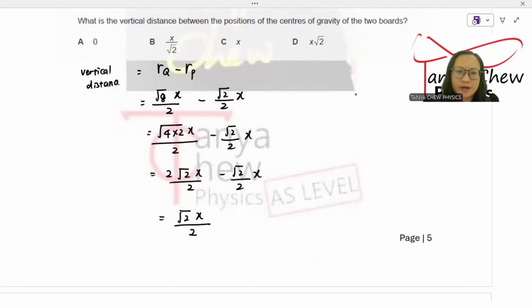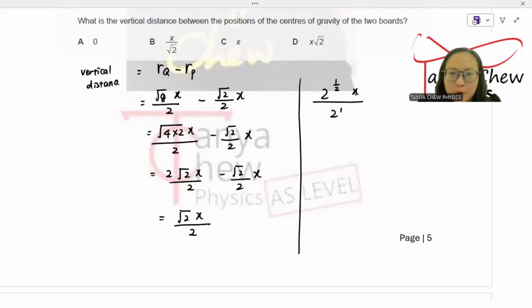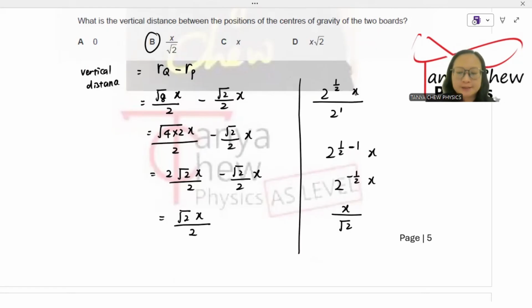But I don't see any answers here. Just further simplify it. Square root of 2 is equal to 2 to the power of 1 over 2. x you just put aside. 2 to the power of 1 over 2, divided by 2 to the power of 1. Shift up the power of 1. So 2 to the power of 1 over 2 minus 1, times x. So I get 2 to the power of negative 1 over 2, times x. Or I can put x over square root of 2. Shift down. So B is the answer. Wow, so complicated. Even physics deals with math.